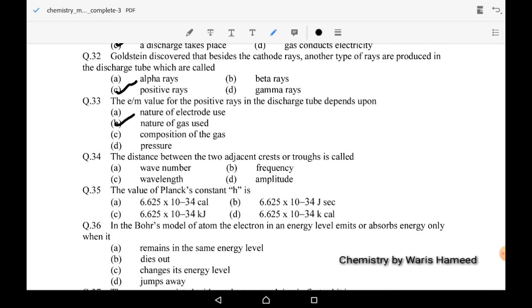The distance between two adjacent crests or troughs is called wavelength. The value of Planck's constant h is equal to 6.625 multiplied by 10 raised to the power minus 34 joule second.